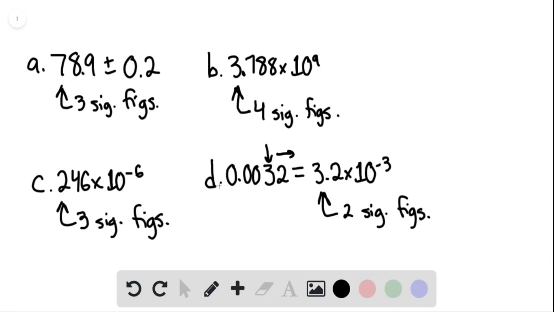And so that, again, part D, 2 significant figures, that would be our final answer. That is the end of the solution.